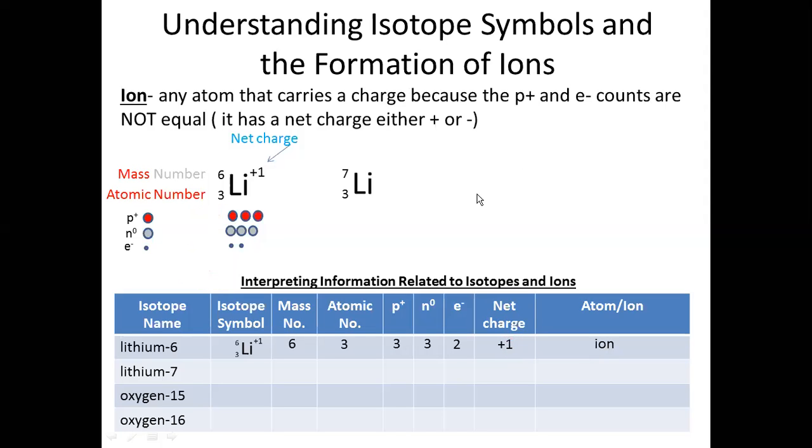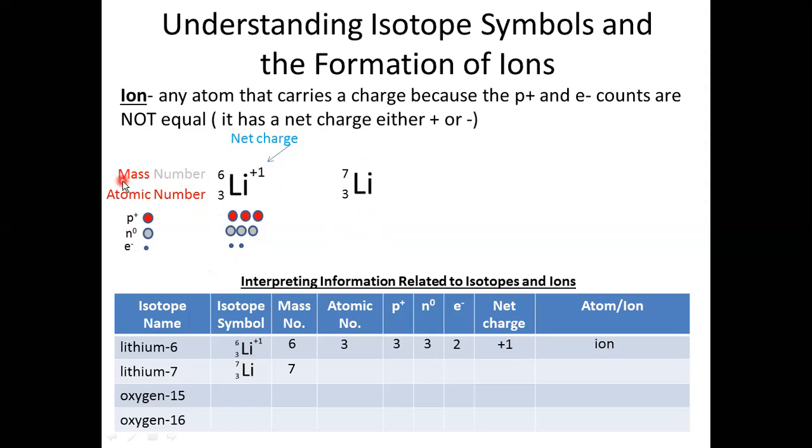So here we have a particle, lithium-7. Notice there's no net charge listed for this one. So there's no number listed up here. So let's begin to take apart what this means now. Well, we transfer the symbol down into our chart. Remember, the number up top is called the mass number. Remember what mass number means.